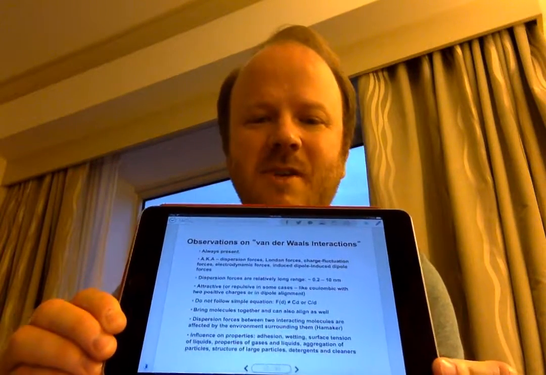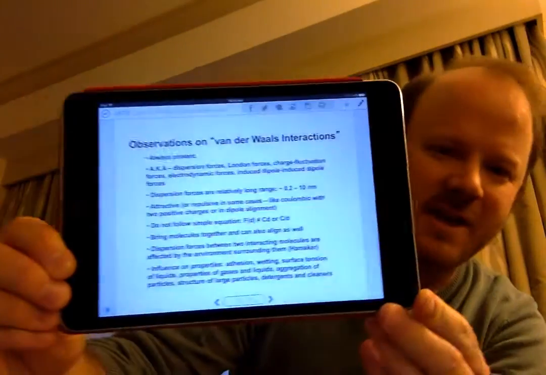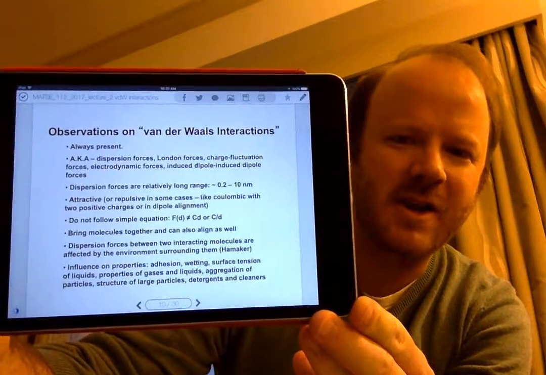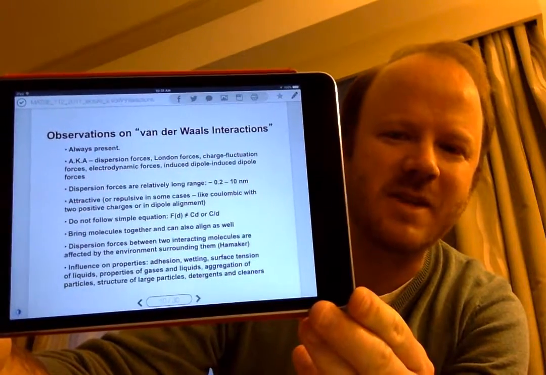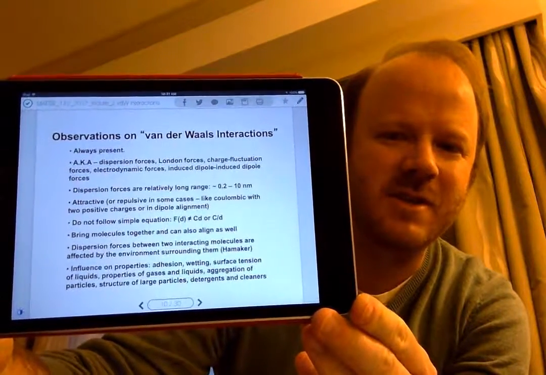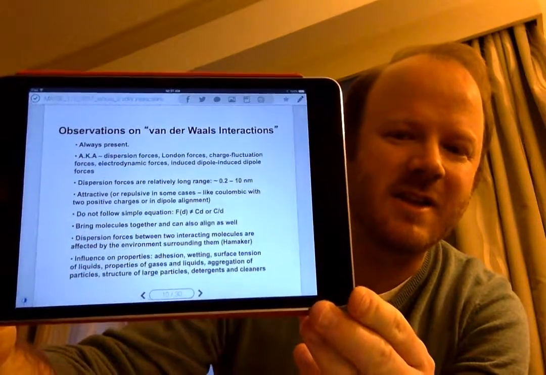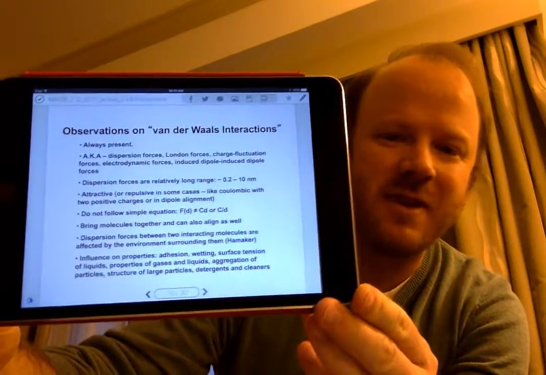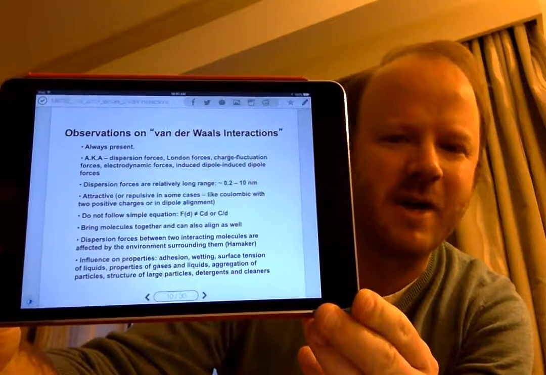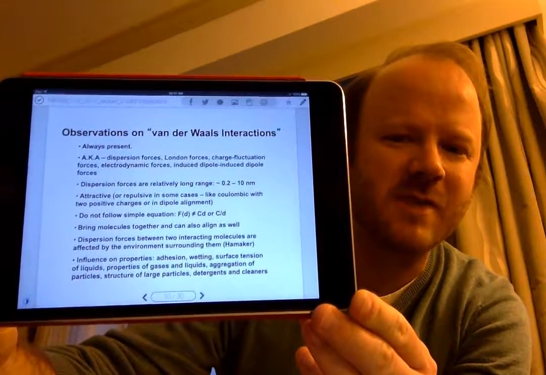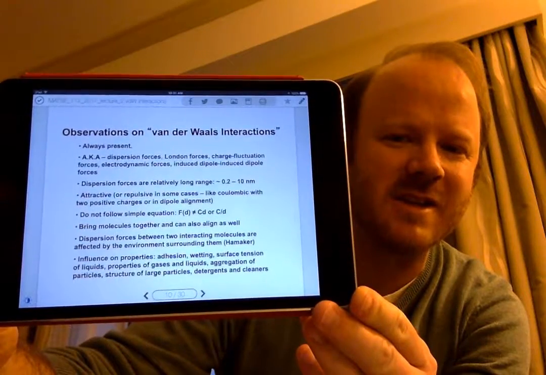So what I want you to think about in class today and over the next couple days, and we'll also cover quickly on Friday, is van der Waals forces and some observations of what they are. That's covered in this slide right here. Think about these different points. Van der Waals forces are always present. They're usually attractive. They're longer range than covalent bonds. And you can see the other points right here. And this slide is in the notes.